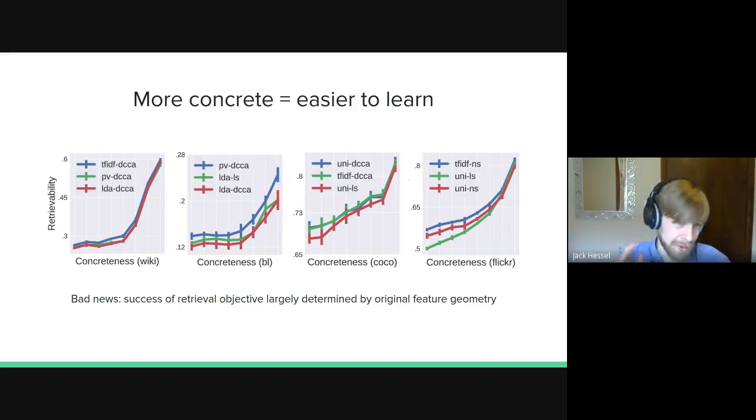And this holds even for multi-layer neural networks. We tried a bunch of different retrieval representations. The bad news here is that the success of our retrieval objectives is largely determined by the original feature geometry, which is sort of depressing, right? If I could tell you whether or not a machine learning algorithm could do well even before training, this doesn't bode well for the idea that we can perform conditional reasoning or really do anything. So this is, we think, bad news.